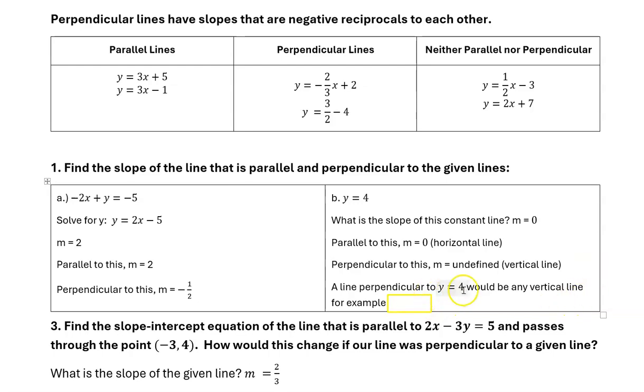The line perpendicular to y equals 4 would be any vertical line. For example, x equals 2 or x equals negative 17, or anything that x equals a number is going to be perpendicular to a y equals number graph.